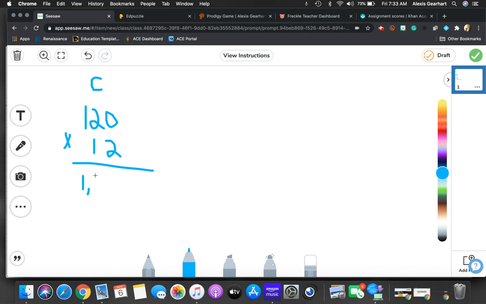So then we need to repeat the same step for the vanilla cupcakes. The problem said that they made 95 pans of vanilla. And again, each pan had 12 cupcakes. So to figure out the total number of cupcakes, we're going to multiply those together. And that is going to equal 1,140. So that is how many vanilla cupcakes.